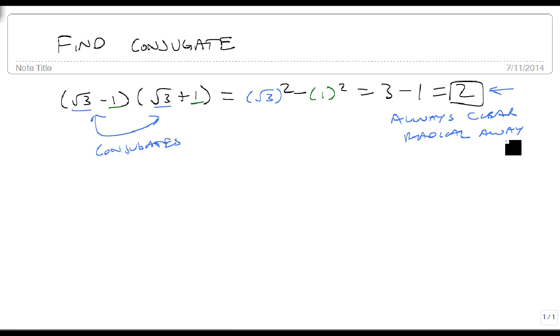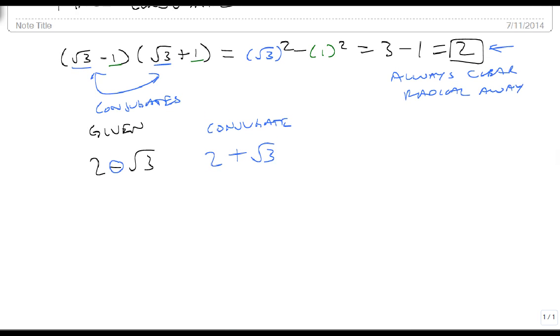So, let's talk about how we find conjugates. Suppose for a minute that I have 2 minus the square root of 3. This is given. Well, my conjugate is just the difference of squares. All I have to do is take the same numbers, grab that sign in the middle, and change it, and I've got my conjugate. Now notice I'm always changing the sign of the second one.